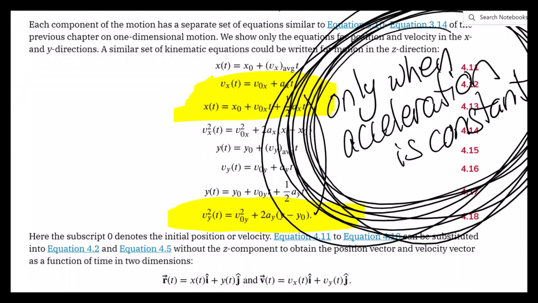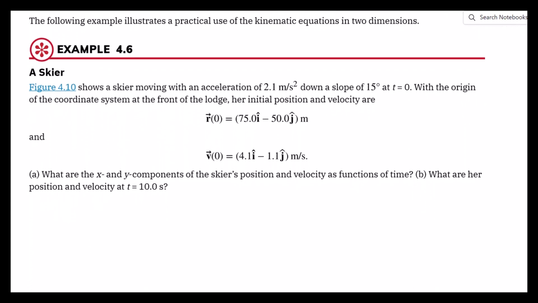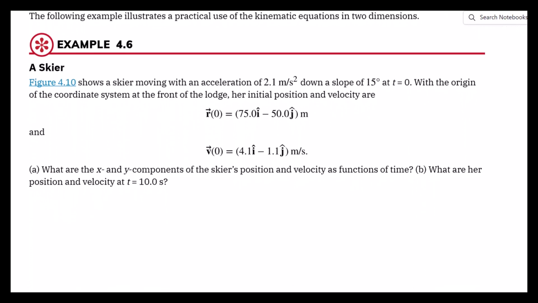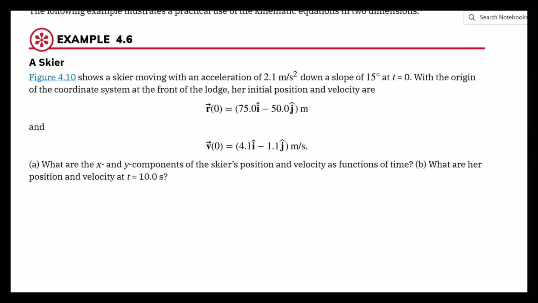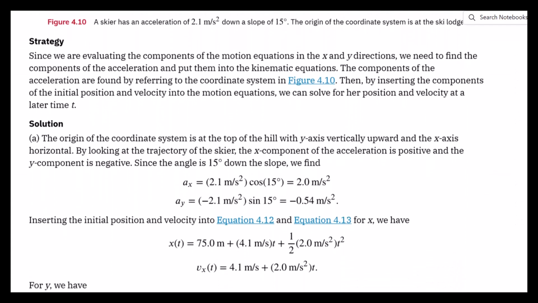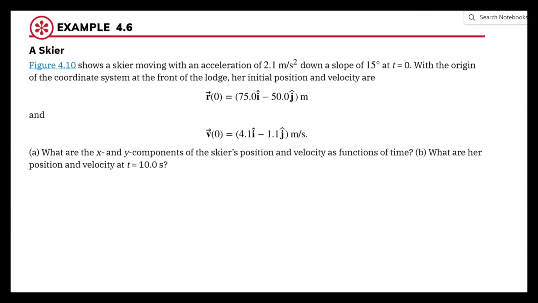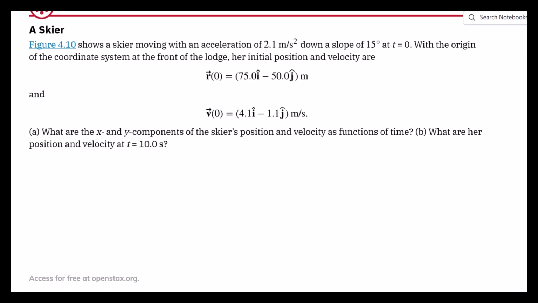Okay, so let's see what else is going on here. Interesting. Velocity, what are the x and y components? There's a skier and he's moving with an acceleration of 2.1 meters per second squared down a slope. And it wants to know, here's her initial position and her initial velocity. What are her x and y components as a function of time?